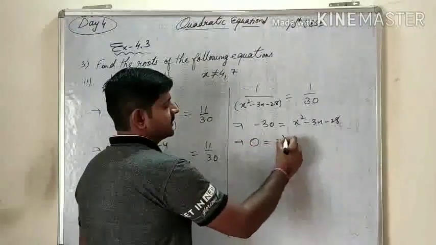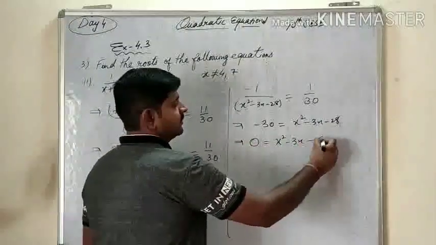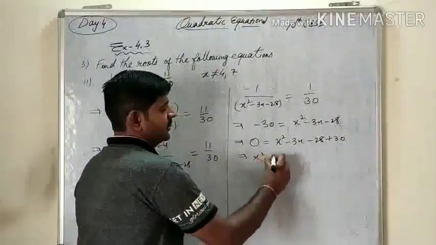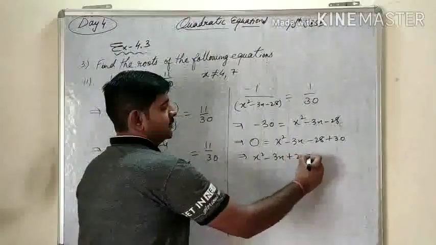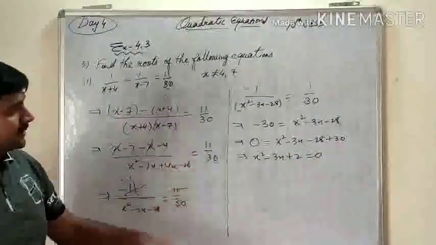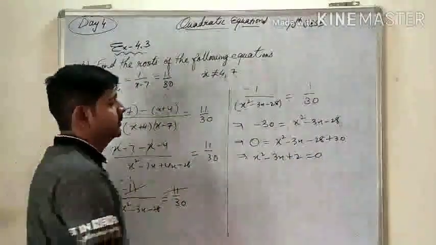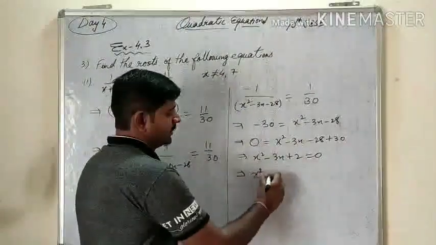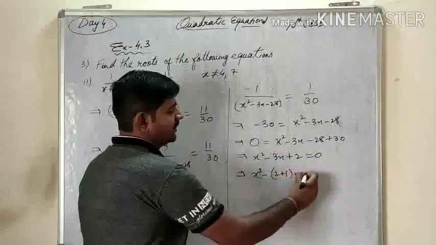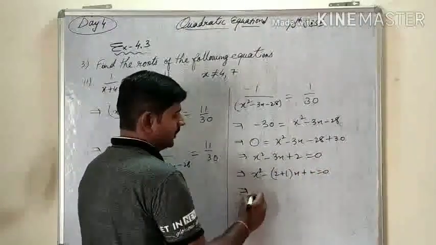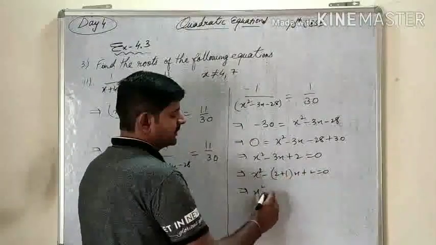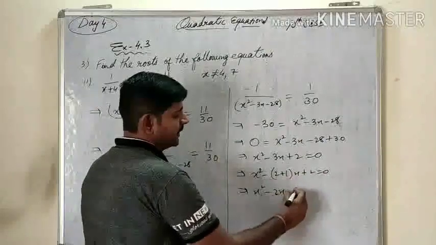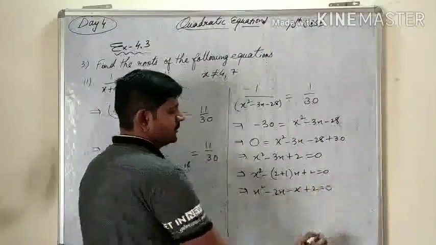0 equals x square minus 3x minus 28 plus 30. So finally x square minus 3x plus 2 equals 0. This can be factorized. So x square, this 2 into x is negative 2x, and 1 into x is negative x, and plus 2 equals 0.